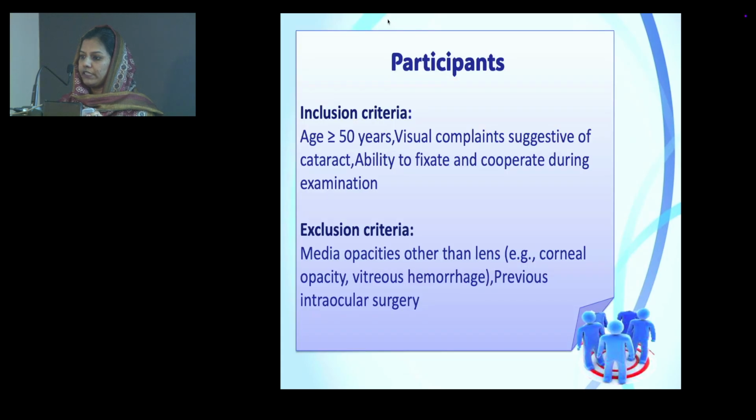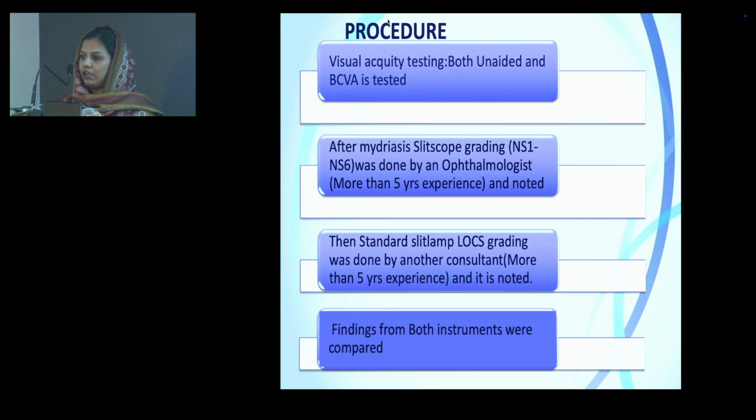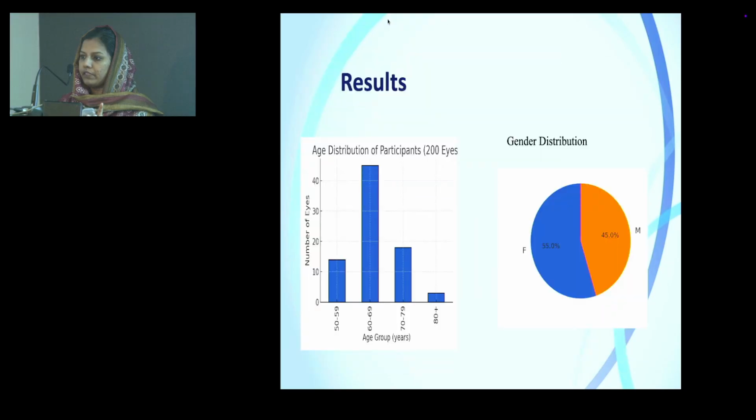The inclusion criteria: age 50 years or more, visual complaint suggestive of cataract, and ability to fixate and cooperate during examination. And these are my exclusion criteria. Each underwent visual acuity testing; both unaided and best-corrected visual acuity were tested. After mydriasis, Slitscope grading was done by an ophthalmologist and noted. Then standard slit lamp LOCS grading was done by another consultant with more than 5 years of experience, and it was noted. The findings from both instruments were compared.